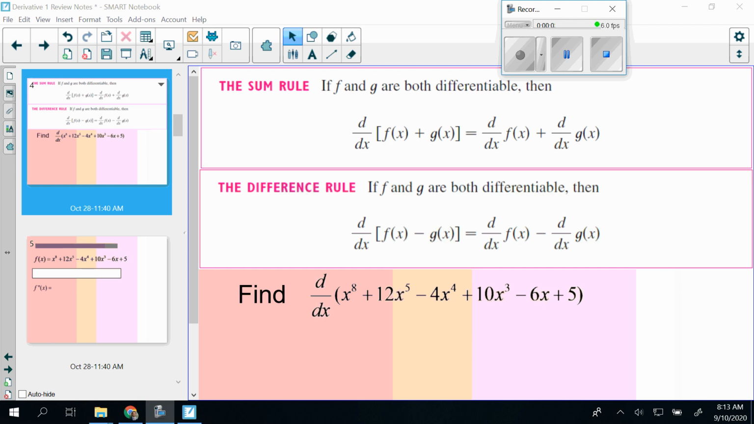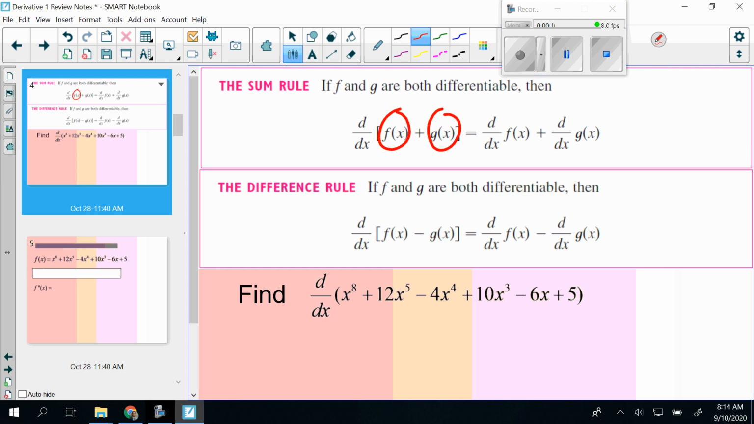If you have sums of functions or differences of functions, you can think of doing each function basically on its own and then adding or subtracting those back together, and you get the answer. So an example here, if we have to find the derivative of this long polynomial, it's just the derivative of each individual thing with the sign in between. So it's just using our power rule we talked about previously.